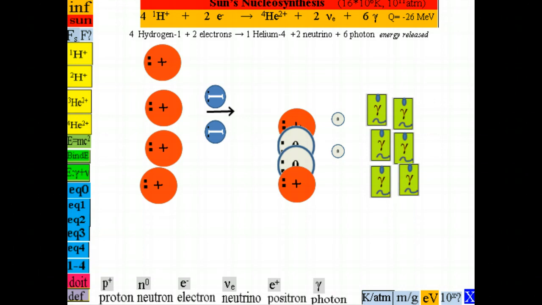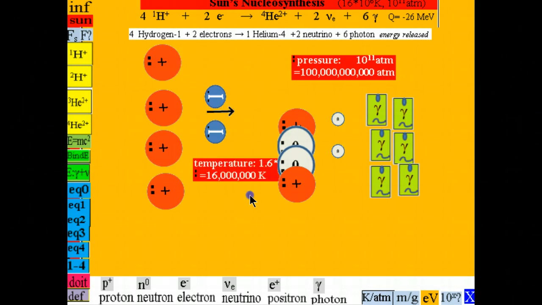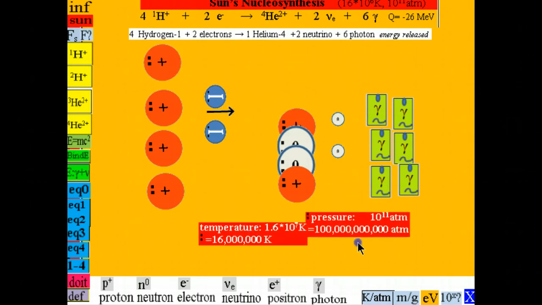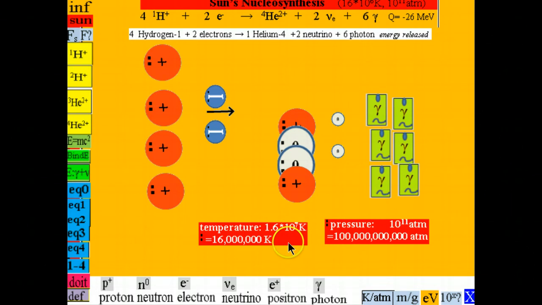And we also made it clear that this reaction, nuclear reaction, can only take place in the core of the sun at very high temperature, 16 million degrees Kelvin, and a huge amount of pressure, atmospheric pressure. Only under these conditions this nuclear fusion will occur.